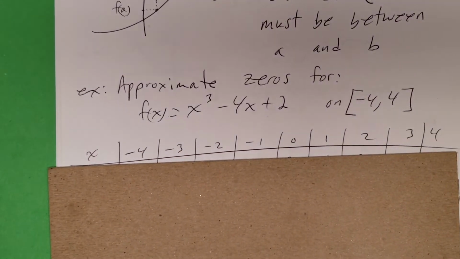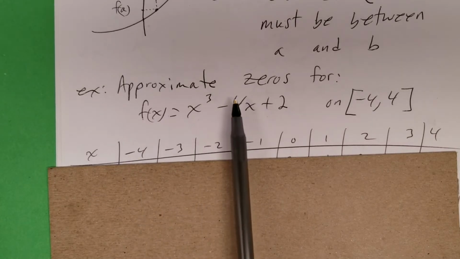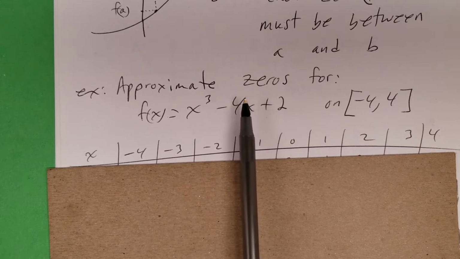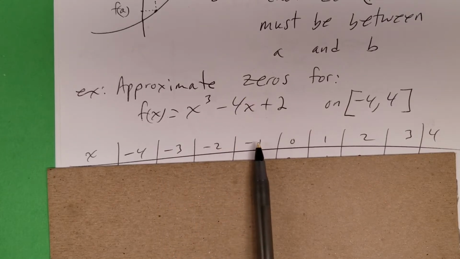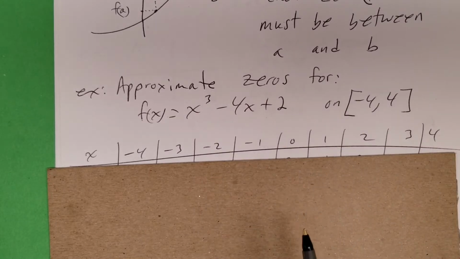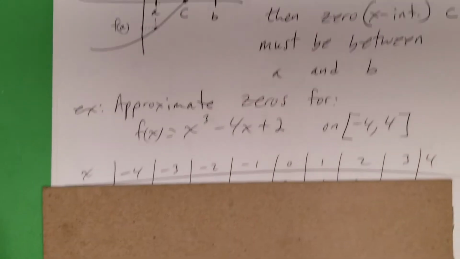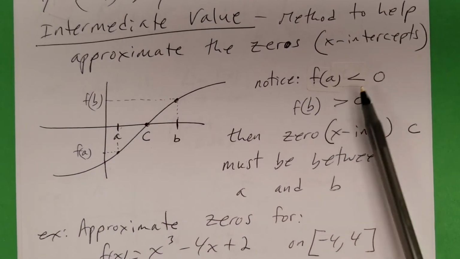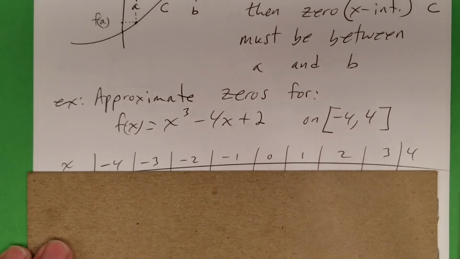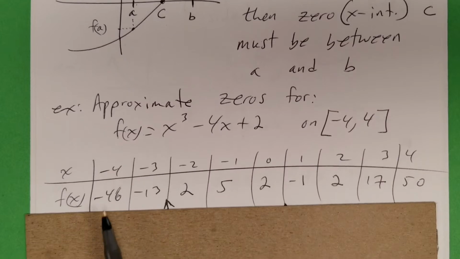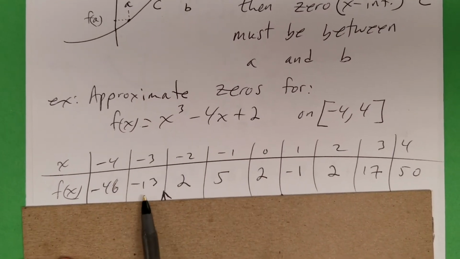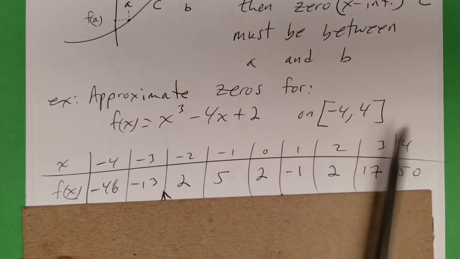Okay? So I'm going to plug in -4. It'll give me an answer, positive or negative. I'm going to plug in -3. I'll get an answer, positive or negative. Then -2, then -1, then 0, then 1. All of these, I'll plug in, I'll get an answer. You just have to remember that whenever we go from positive to negative, you're dealing with an intercept. So here are the answers. After I plug in -4, I got -46. After I plug in -3 in here, I get -13, etc.